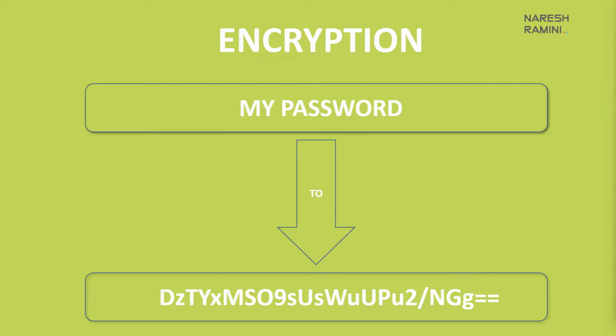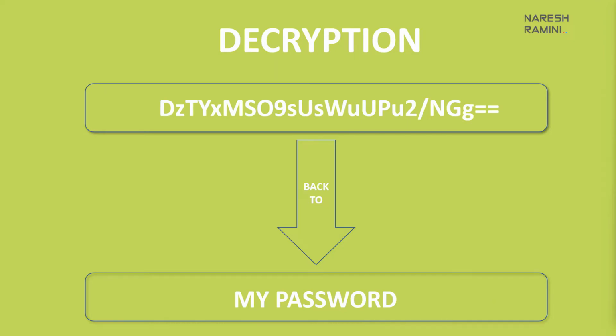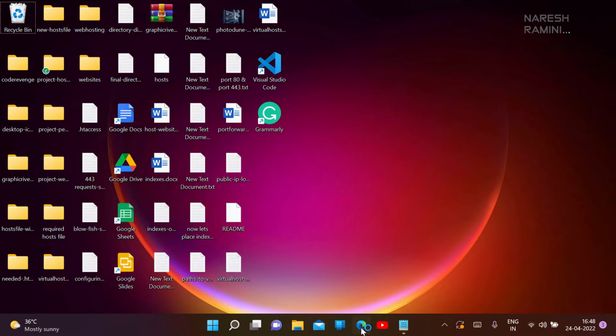Well, what is encryption? The process of rendering readable information to an unreadable state or format is encryption. And what is decryption? The process of rendering the information back to a readable state is called decryption.